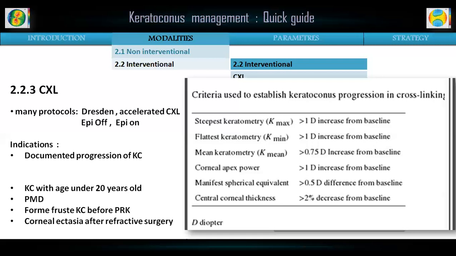Other indications for cross-linking are when we have keratoconus with age under 20 years old, in pellucid marginal degeneration, and in case of forme fruste keratoconus before PRK. And the last indication is in corneal ectasia after refractive surgery.